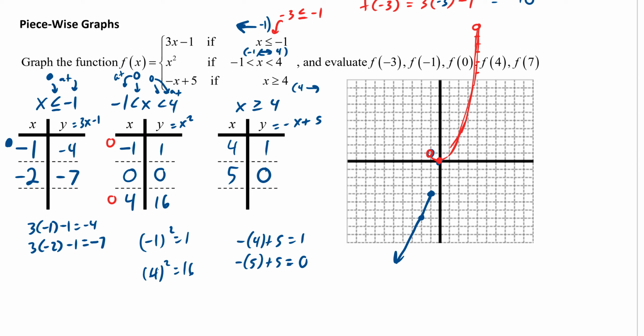So we get 4, 1, 2, 3, 4, 1, and then 1, 2, 3, 4, 5, 0. And again, that's a closed dot because it's equal. So this would be a closed dot at 4. Closed dot. And then we connect our dots.